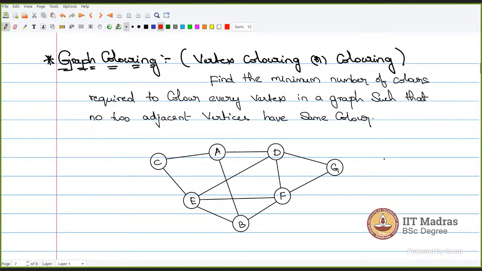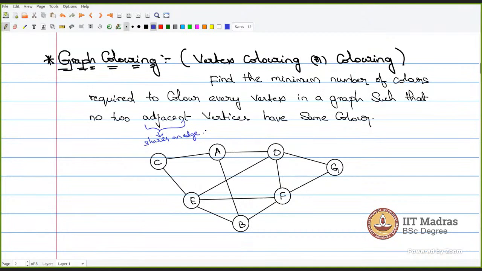So graph coloring is basically finding the minimum number of colors required to color every vertex in a graph such that no two adjacent vertices share a color. When I say adjacent, it means sharing an edge. If two vertices share an edge, then we say those two vertices are adjacent to each other.